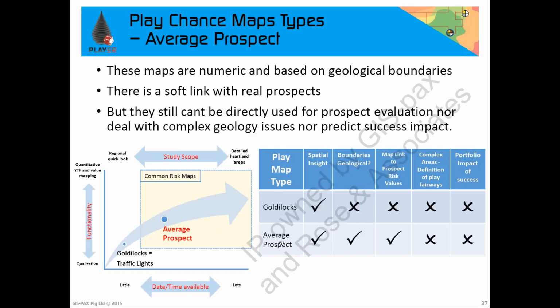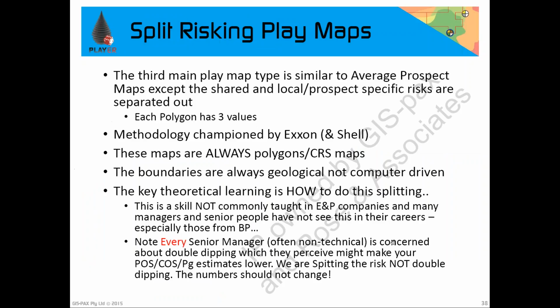So we need to do something else. But what these types of maps give you is normally they're geological boundaries, and there is a soft link between the prospects and the overall values. So that third type of play map is what we call split risking. And here you're taking the second type, those average prospect risk polygons, and you're splitting them into two parts. That is the shared and non-shared elements.